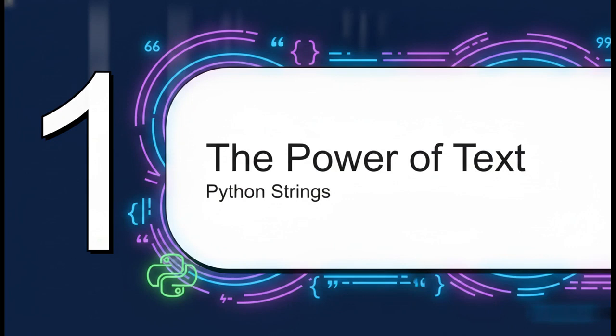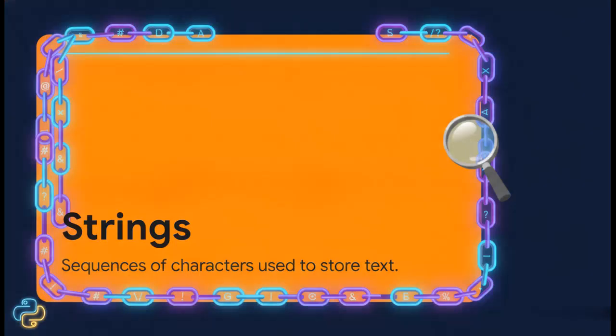Section 1, the power of text. So the absolutely crucial point here is that a string isn't just a random word. It's a specific, highly ordered sequence of characters that Python uses to store text. Think of it less like a single solid object and more like a carefully linked chain. Every single letter, every space, every tiny punctuation mark is a distinct link in that chain. Python remembers not just what characters you typed, but the exact order you typed them in. And honestly, that sequential nature is the secret to everything we're about to do.